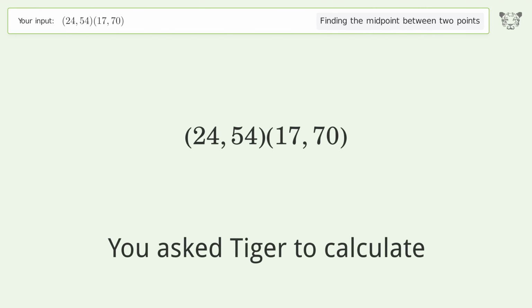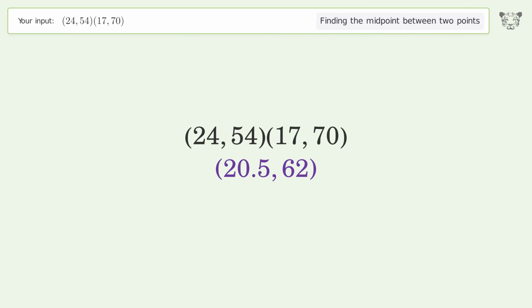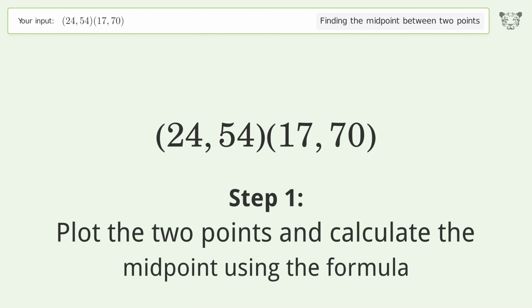You ask Tiger to calculate. This deals with finding the midpoint between 2 points. The midpoint between the 2 points is 20.5, 62. Let's solve it step by step. Plot the 2 points and calculate the midpoint using the formula.